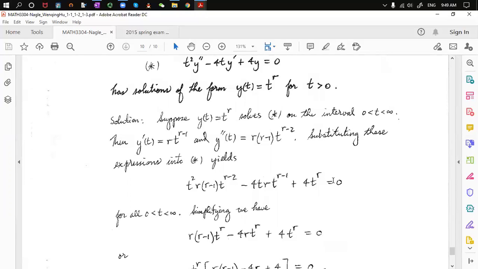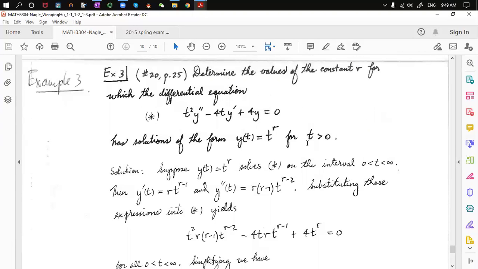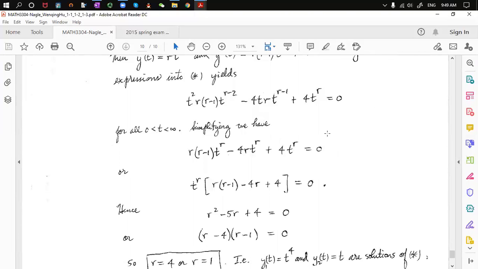You tidy everything up. I'm not going to do much for this exercise, it's very simple and straightforward. You end up with an equation saying that t to the power of r multiplied by this quadratic expression in r is equal to 0. So what does it tell you? Well, remember, t is arbitrary, for any t positive, so you can guarantee that t to the power of r is not going to be 0.